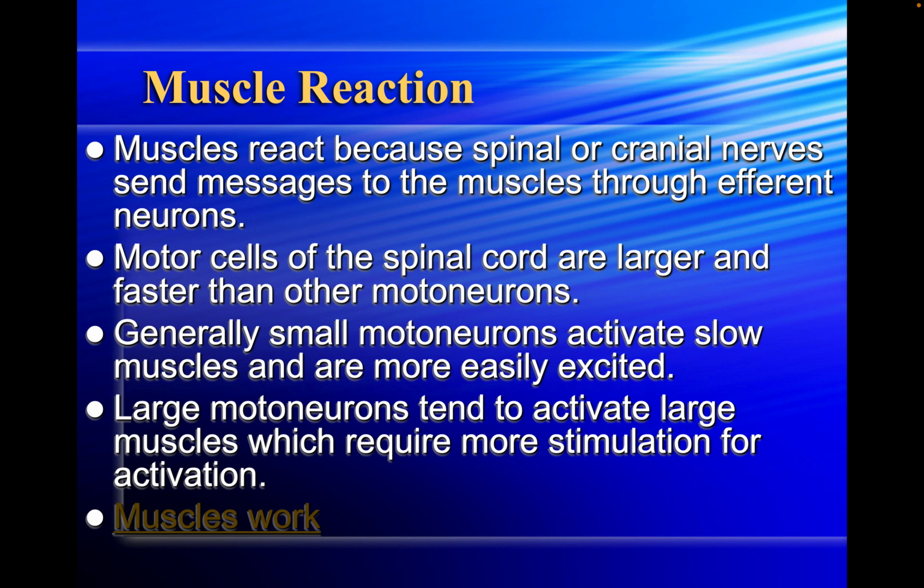Muscles react because spinal or cranial nerves send messages to the muscles through efferent neurons. Motor cells of the spinal cord are larger and faster than other motor neurons. Generally, small motor neurons activate slow muscles and are more easily excited. Large motor neurons tend to activate large muscles, which require more stimulation for activation.